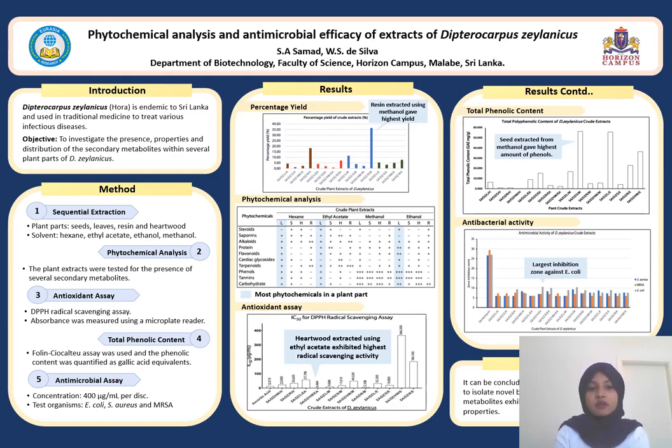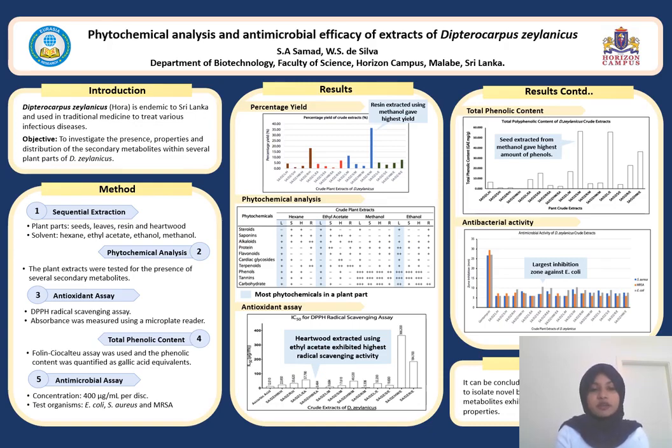An antioxidant assay was then done using the DPPH radical scavenging assay with ascorbic acid as a positive control. The absorbances were measured using a microplate reader, and the IC50 value was calculated. For the total polyphenolic content measurement, Folin reagent was used, and the measurements were given in milligram gallic acid equivalents per gram of dry extract used.